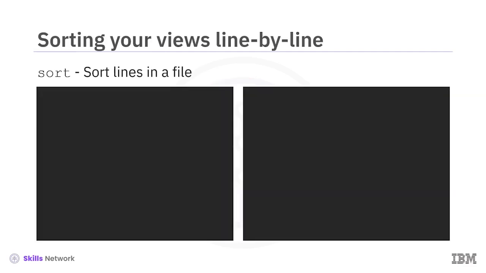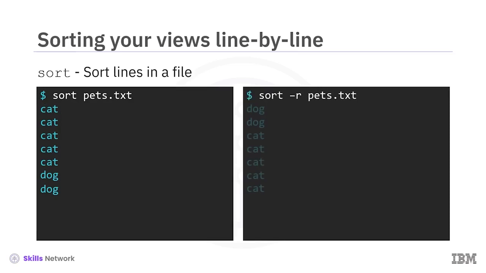The sort command sorts the lines of a file alphanumerically and prints the sorted result to standard output. By entering sort pets.txt, you get back the alphabetically sorted output, with cat repeated 5 times and dog repeated twice. If you enter sort -r pets.txt, you get back the lines sorted in reverse order, with the dog lines appearing before the cat lines.